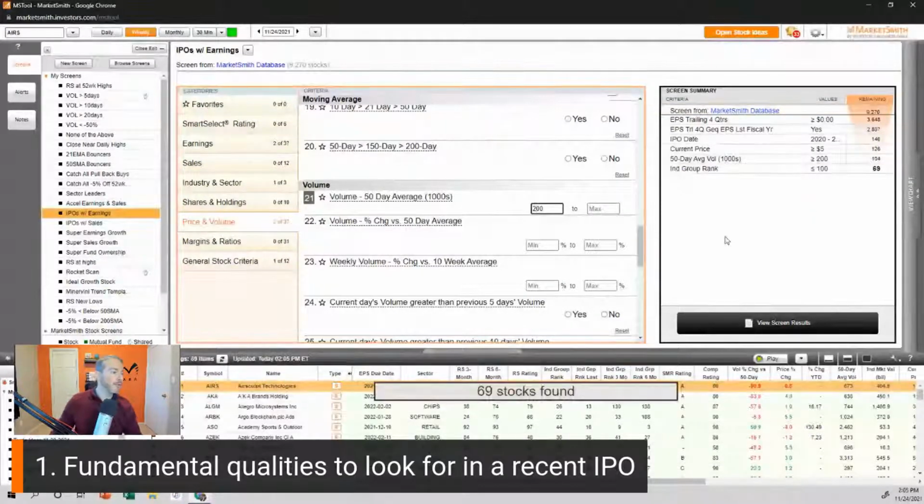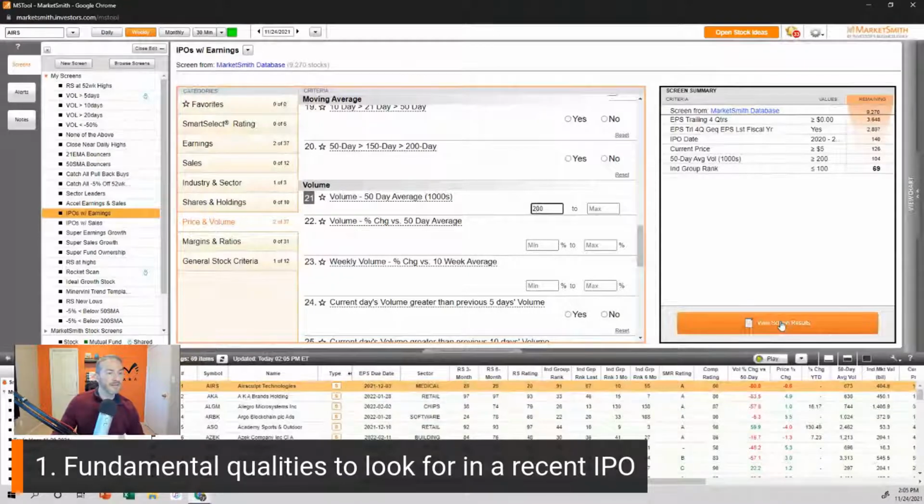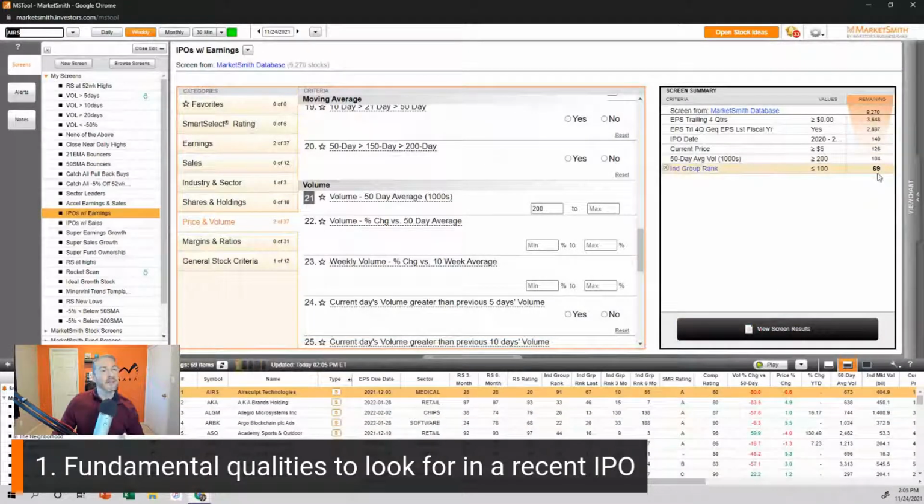Tighten that up a little bit more, right? And then let's see the results. Yeah, it cut off a few, right? Not too many more, but it cut off a few. Now there's 69 results.